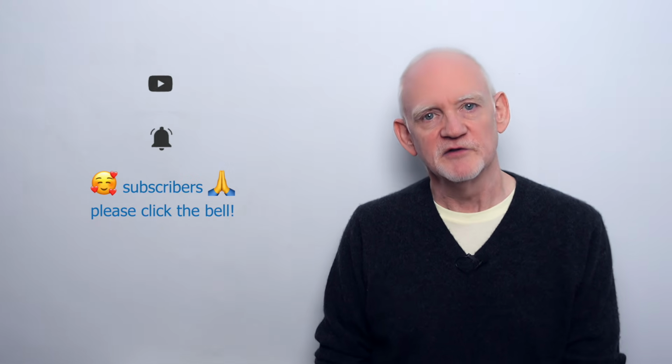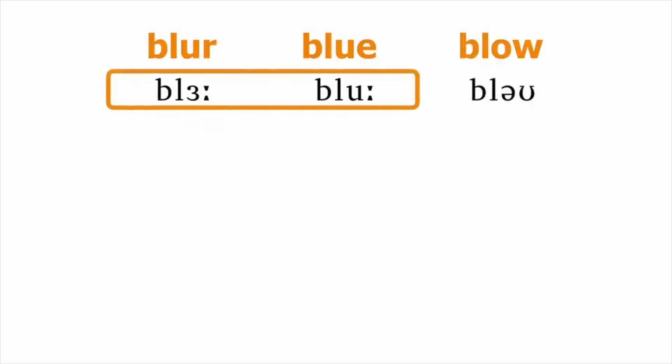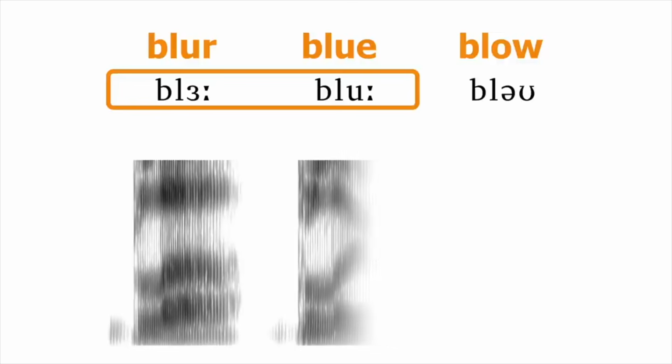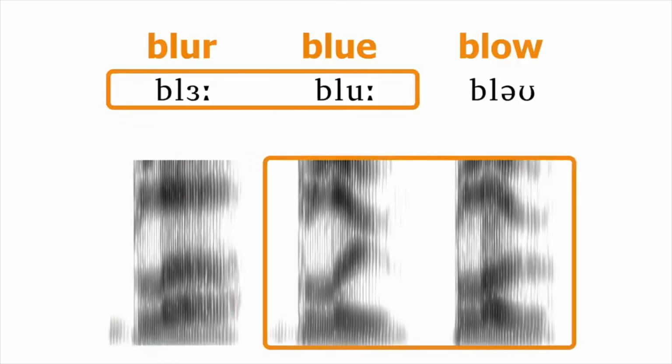As I showed in my longer video, the familiar dictionary transcriptions tell us that the word blue contains a pure vowel like Southern British blur, not a diphthong, a changing vowel like blow. Blur, blue, blow. But the reality is that blue contains not a static vowel like blur, but just the same kind of changing quality as blow.